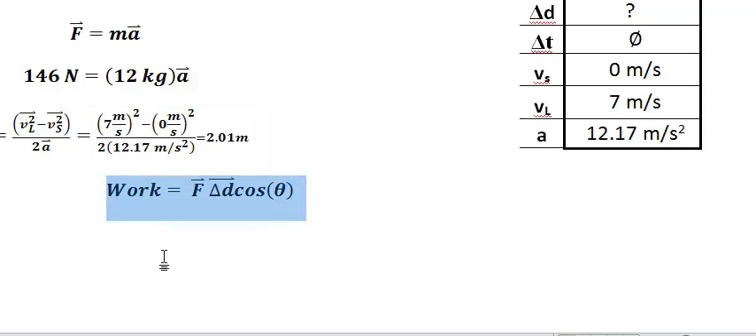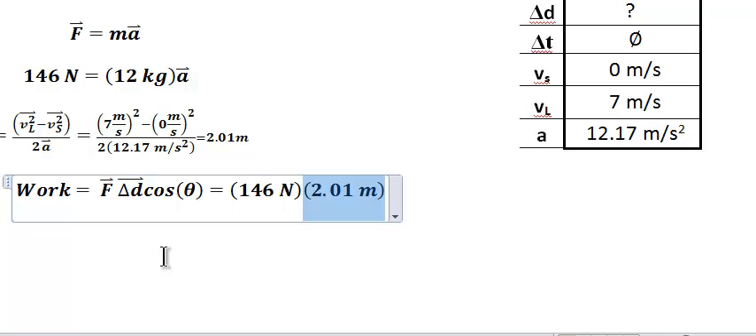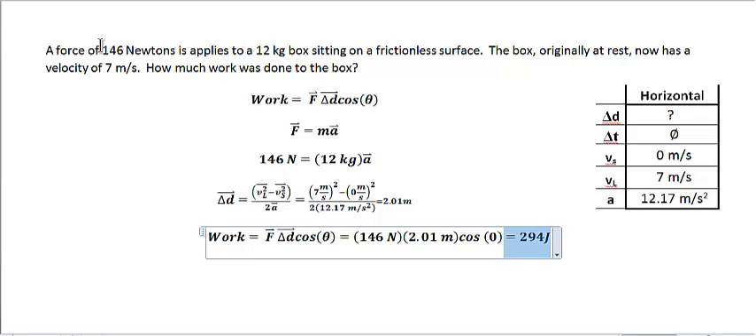Now we just stick that into here. I've got the force of 146 newtons, the displacement of 2.01, and the cosine of the angle. Well, it's the angle between the displacement and the force. A force of 146 newtons is applied to a box sitting on a frictionless surface, so all of the force is acting in the direction of the displacement. So that would be cosine of 0. When I crank that out, I get that 294 joules worth of work was done. That is one way to do this.